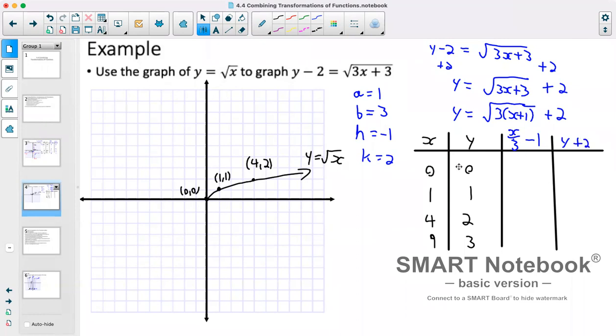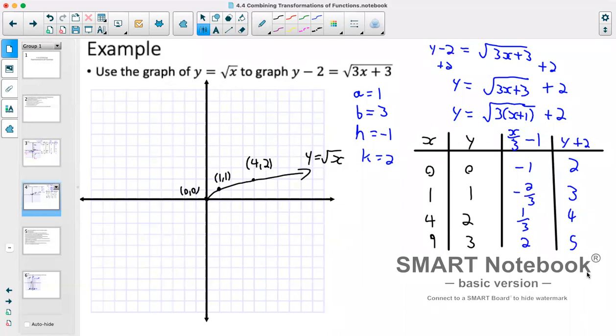Okay, so first one, we've got 0 divided by 3 is 0, minus 1 is negative 1. Then we have 1 over 3 minus 1, so that'd be negative 2/3. Then we have 4 over 3 minus 1, so it'd be 1/3. Then we have 9 over 3, which is 3 minus 1 is 2. Look at our y value, 0 plus 2 is 2, 1 plus 2 is 3, 2 plus 2 is 4, 3 plus 2 is 5.